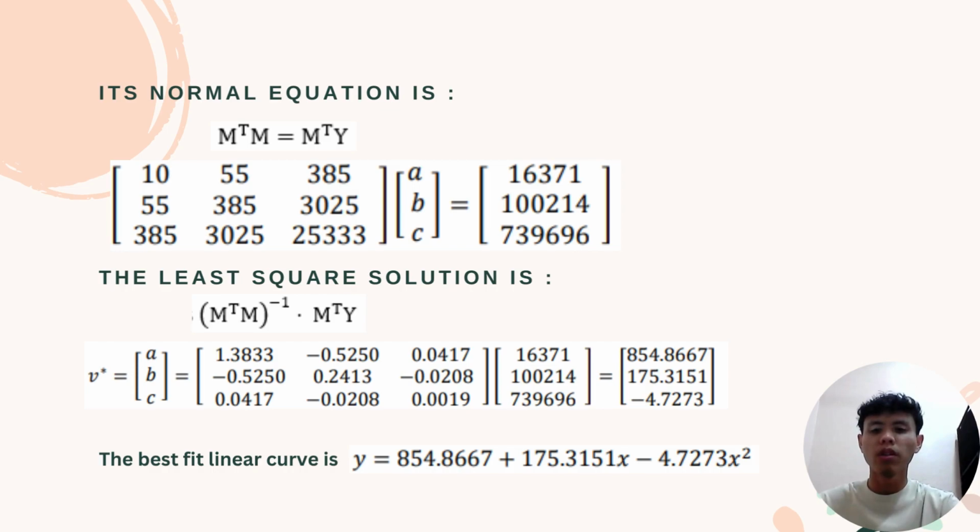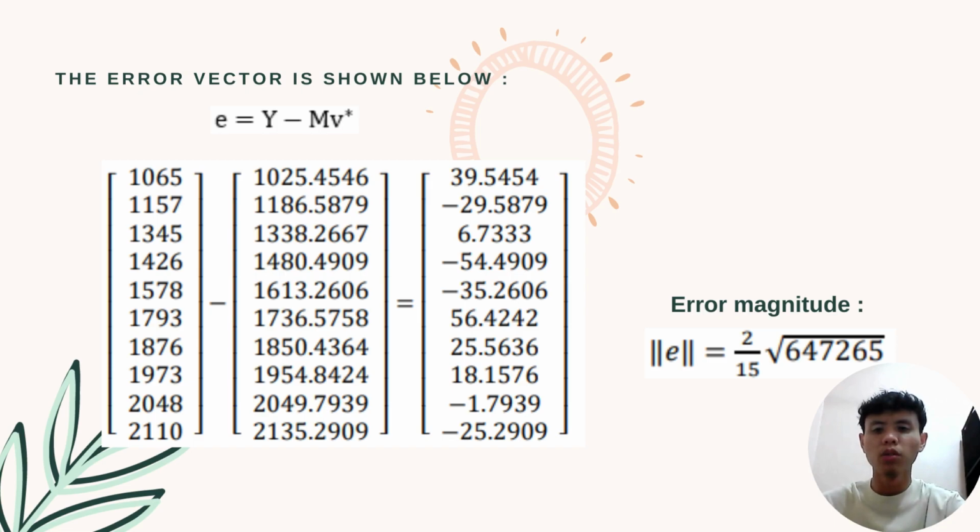We get the best fit curve y equals 4.8667 plus 175.3151x minus 4.7273x squared. Now the next step is to find the error vector, as shown below. The error vector equals y minus M times v, and we get 39.5454 until negative 25.2909. And next we must find the error magnitude, and we get 2 over 15 times 647265.